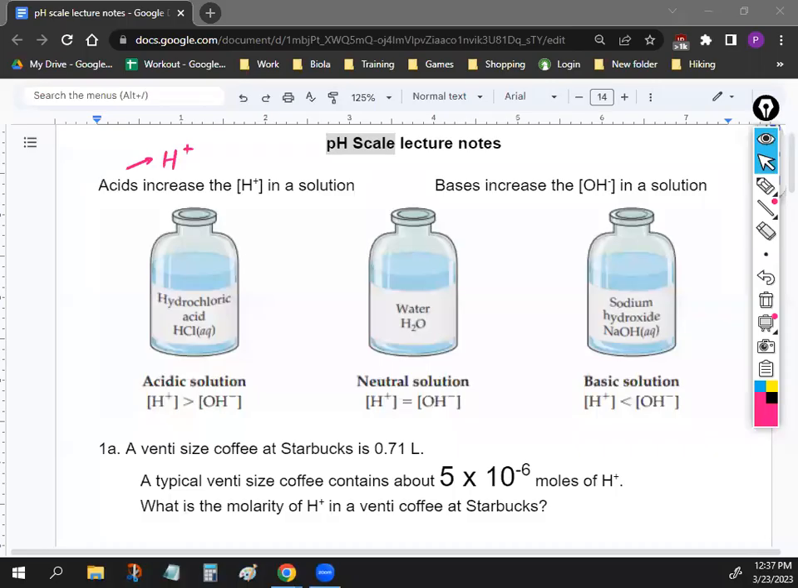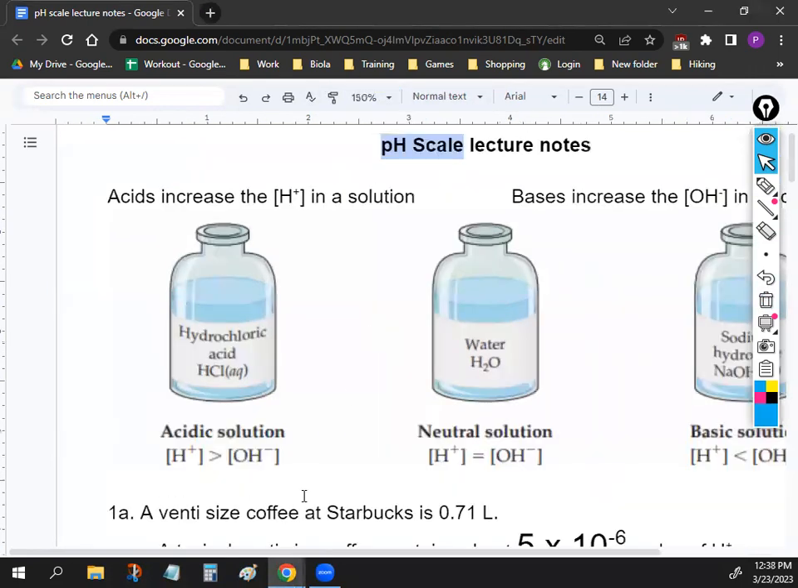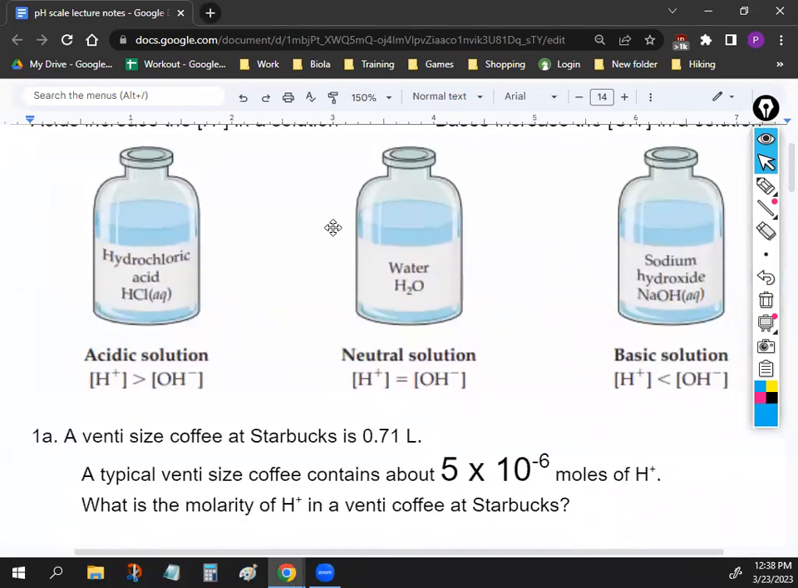Okay, so we've been learning how acids give away H plus and bases give away OH minus. So it makes sense that if you have an acid inside of a solution, inside of water, it's going to raise the concentration of H plus, right? And so you're going to want to write this part down right here underneath the pictures. In an acidic solution, you're going to have more H plus, a greater H plus concentration than OH minus. So make sure you write this part down.